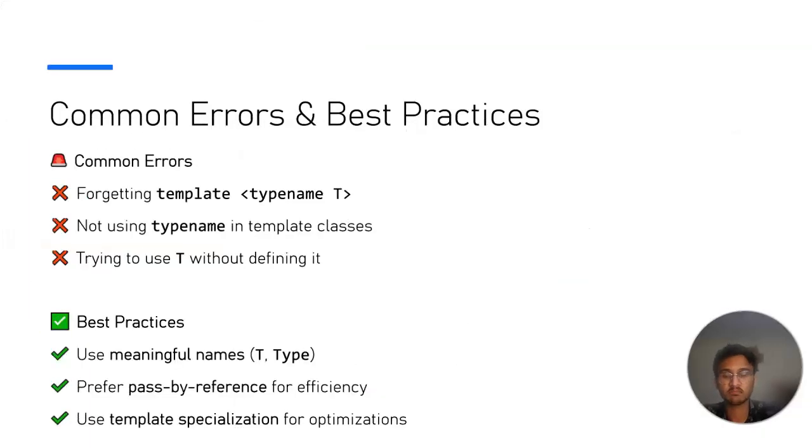Now, coming to some common errors and best practices. Here are some common mistakes that people make when using templates: forgetting template typename T before defining a function or class, using T without defining it, and trying to use a template for a type that doesn't support required operations. Some best practices: use meaningful type names like T, U, or Type for clarity. Prefer pass by reference for efficiency with large objects. And use template specialization for better optimization.